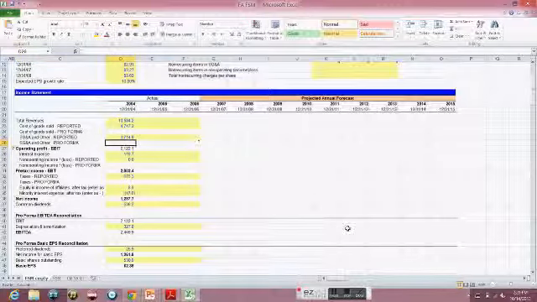And pro forma, like I said, we're going to use it. We're going to normalize the expense and we're going to rewrite it over here.